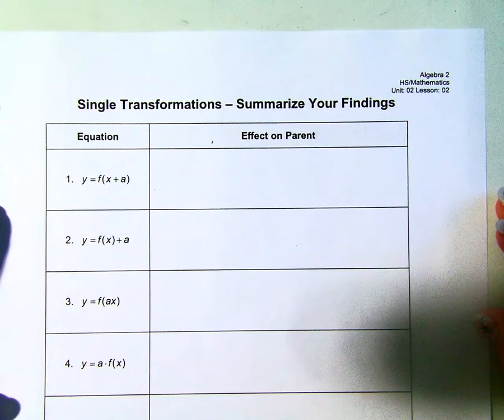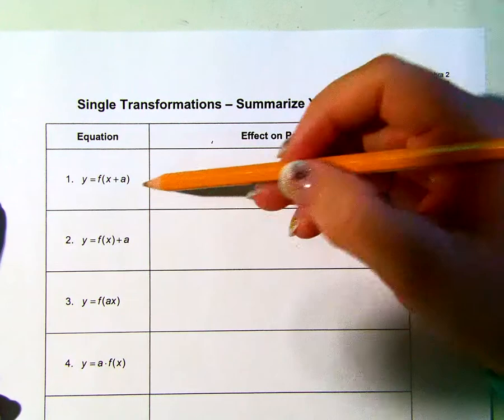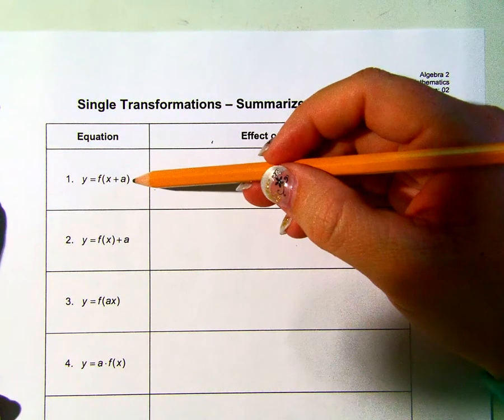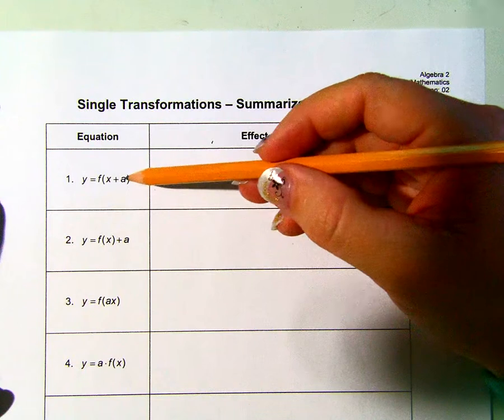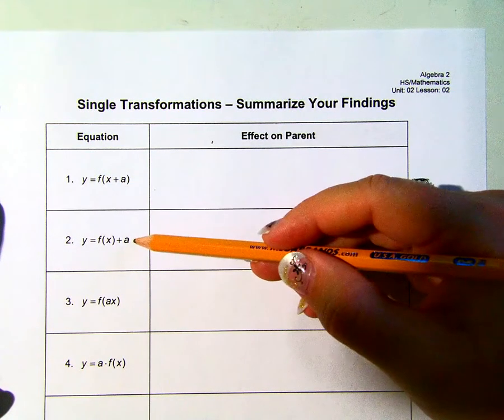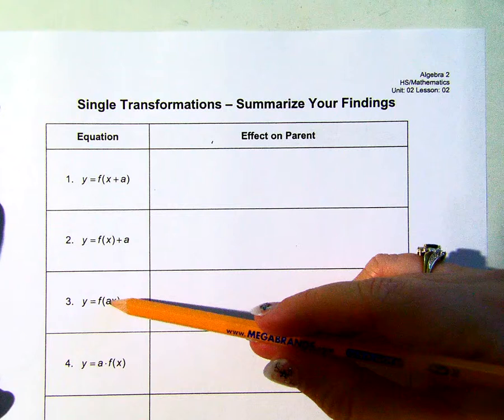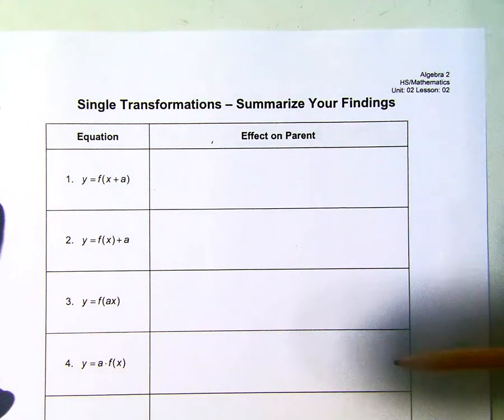The next thing I need you to make sure you understand is the difference between inside and outside. If we look at this function right here and I say, is the A inside or outside? Inside. Do you see how it's inside the function? And what's this one? Outside. And this one? Inside. And this one? It's outside. Even though it's in the front, it's still outside the function, right?